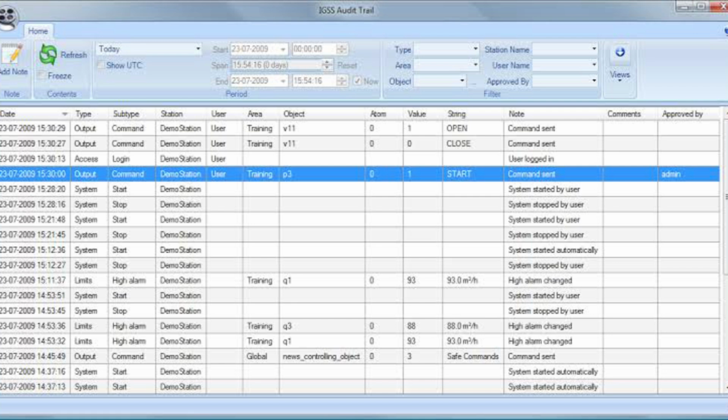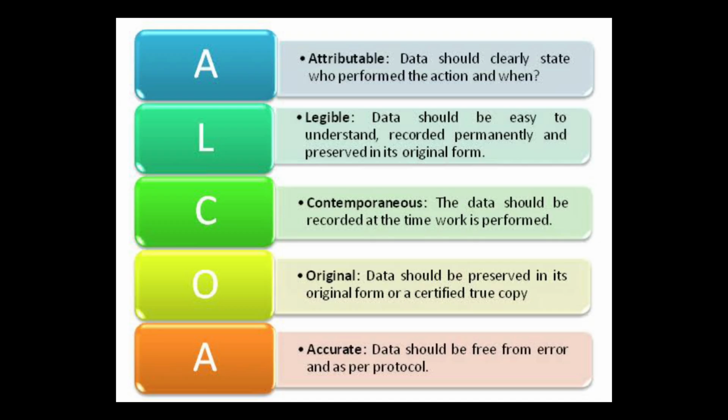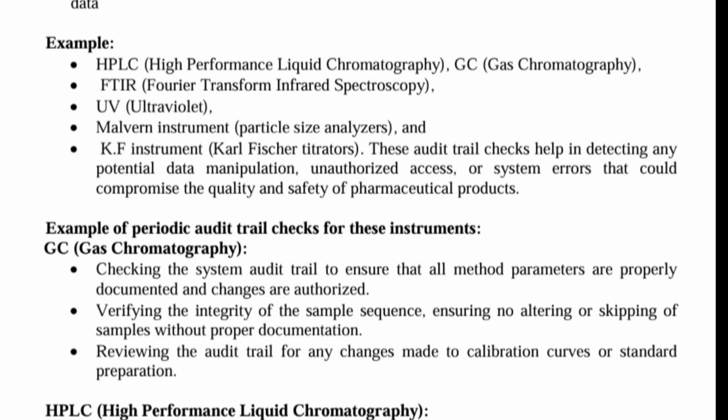The checks may be conducted by internal quality control teams, regulatory authorities, or external auditors to assess compliance with relevant regulations such as good manufacturing practices or good laboratory practices. Example: HPLC, FTIR, UV, Malvern instrument, KF instrument. These audit trail checks help in detecting any potential data manipulations, unauthorized access, or system errors that could compromise the quality and safety of pharmaceutical products.